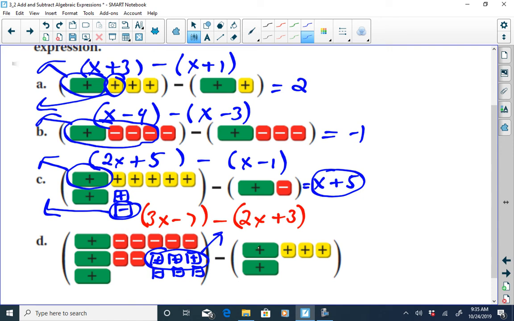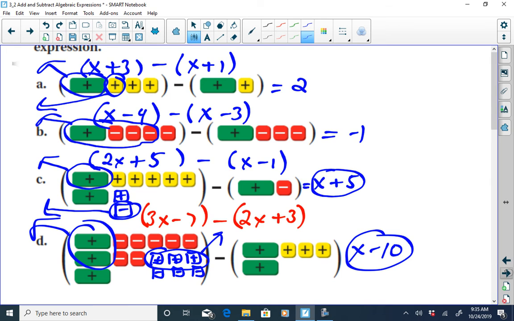Well, I still can take away my 2 x's, so let's take away the 2 x's. Don't want to forget that. So what's left? I have 1x and 1, 2, 3, 4, 5, 6, 7, 8, 9, 10 negatives. So x minus 10 would be the difference. All right, so that's how you would use the models to do the addition and subtraction. Let's do some examples now without the models.